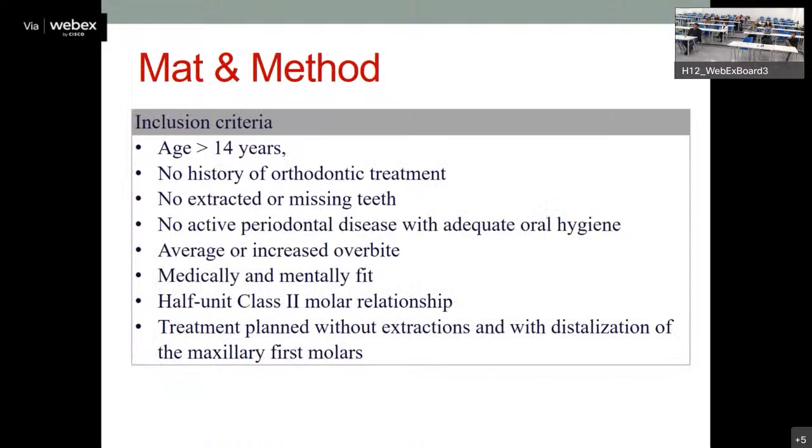Inclusion criteria included orthodontic patients older than 14 years, no history of orthodontic treatment, no extracted or missing teeth, no active periodontal diseases, of course with adequate oral hygiene, with average or increased overbite, because our plan was to distalize teeth, and with distalization you will reduce the bite, so we need from the beginning average or increased overbite. Medically and mentally fit patients, and the malocclusion has half unit class 2 molar relationship to be distalized, because our plan was without extraction and distalization on the microscrew placed between second premolar and first molar.